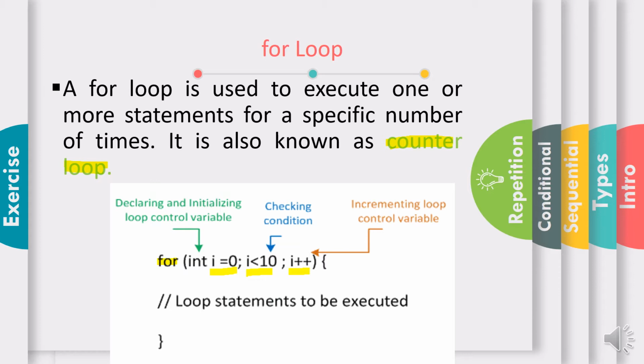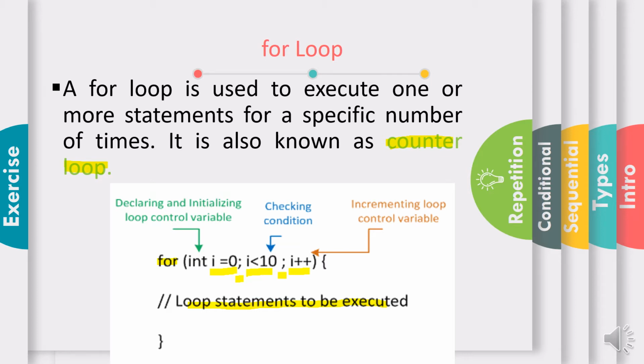and all of these are separated with semicolons, and then within the brackets we write the loop statements that are meant to be executed again and again. It means that this loop will start from 0. It will execute until or unless the value of i remains less than 10, and here i++ means on every step the value of i will increase by 1.